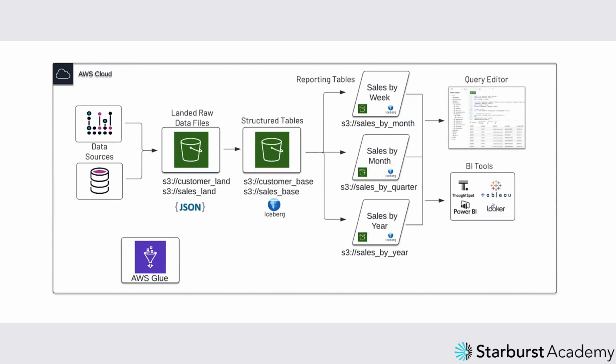The idea is that every minute, every 10 minutes, every hour, or whatever micro-batch you choose, that data can be landing as JSON, and you can take that data and move it over to Iceberg tables that are going to be more highly performant. And then from there, create reporting tables. This is a typical use case that we see a lot.